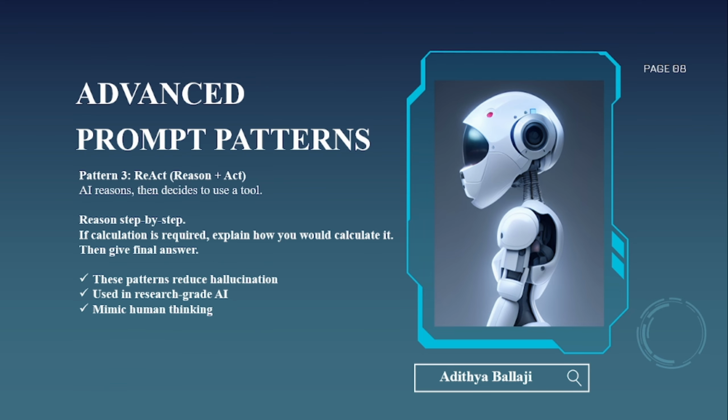The third pattern is ReAct, reason plus act. So AI reasons, then decides to use a tool. "Reason step by step. If calculation is required, explain how you would calculate it, then give the final answer." These patterns reduce hallucination, are used in research-grade AI, and mimic human thinking. So it is basically like you're making ChatGPT think in a human way. So it avoids errors and improves the efficiency of your output.